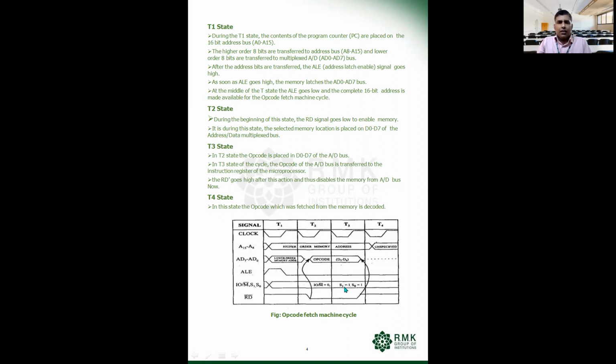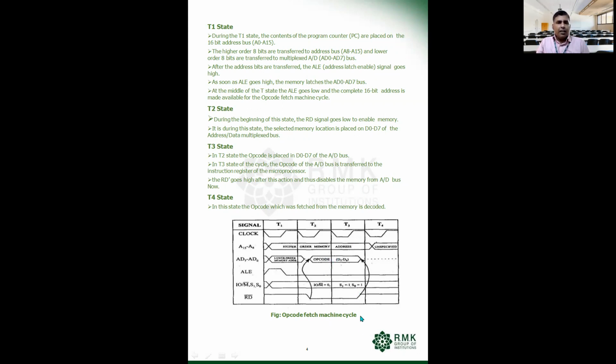This is S0 is 1, S1 is 1. So 1 1 is opcode fetch, which means we are fetching the operation code from the memory, and we are trying to load it into the instruction register. So during this period, T1, T2 and T3, the memory comes into play, and memory is available, that is IO/M bar is active low, and status is opcode fetch, and we are trying to locate the opcode and load it into the data bus, and the operation code is loaded into the instruction register.